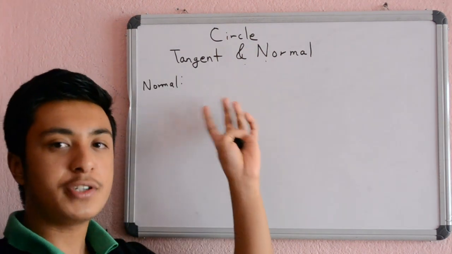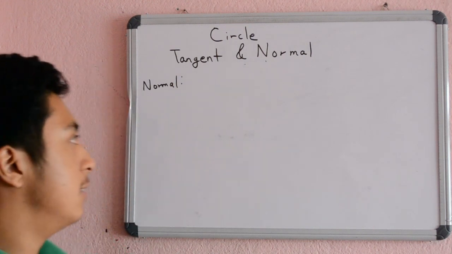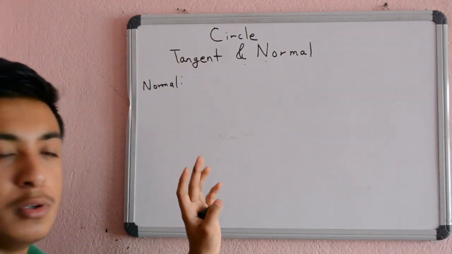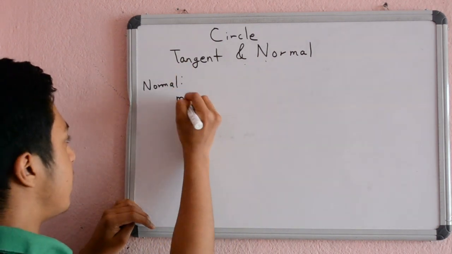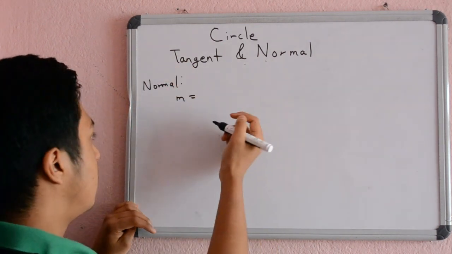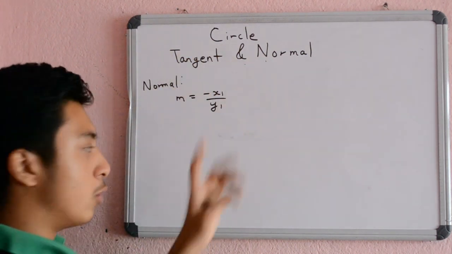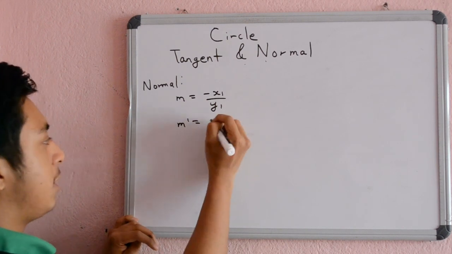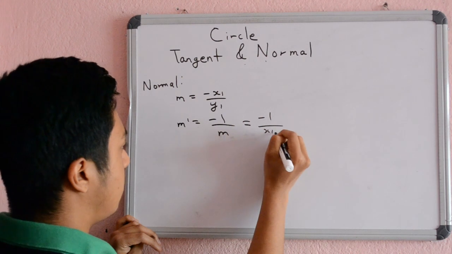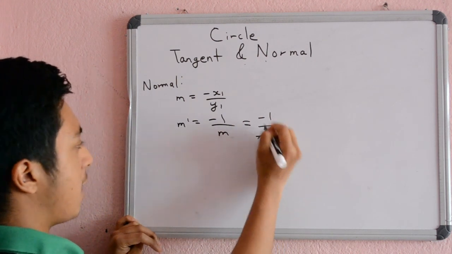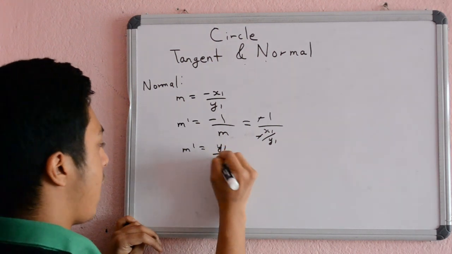Now, from the definition of the normal, it is just a line perpendicular to the tangent, meaning its slope will be the perpendicular slope of that of the tangent. So we know that the slope of the tangent is minus x1 by y1, and that means the normal's slope will be minus 1 by m, which is minus 1 by x1 by y1, and minus minus cancels, so m prime will be y1 by x1.